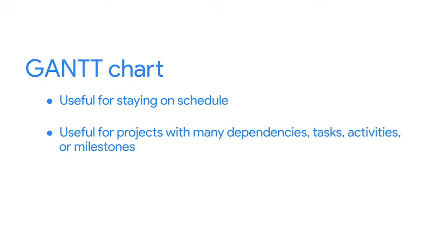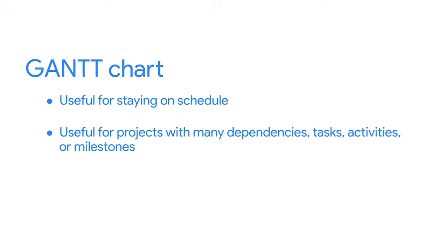A Gantt chart measures tasks against time and includes useful information like who will own each task and what the order of the tasks should be. For this reason, it's a useful chart for staying on schedule and for projects with many dependencies or tasks or activities or milestones that are reliant on one another.